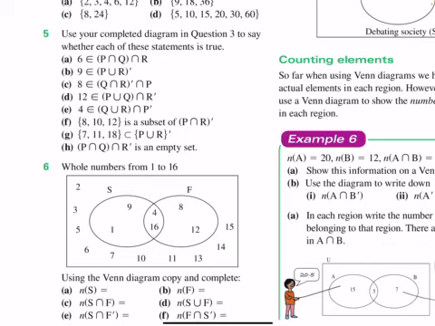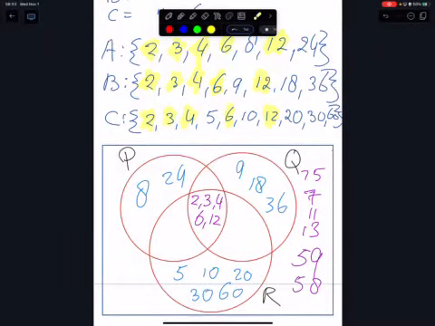6 is a member of P and Q intersecting with R. So what am I looking for? P and Q have to intersect. What is P and Q? This is P and Q. And then it also has to intersect with R. So we're looking here. So that's what you have to fill in. This is what you have to draw.